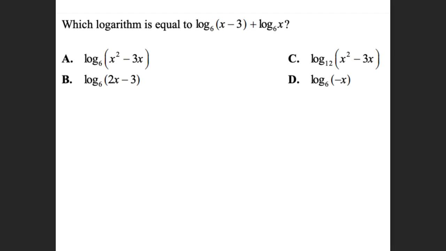Which logarithm is equal to this? Well, there's a plus sign, so I'm just going to rewrite it as a single logarithm. So that's going to be log base 6 of x minus 3 times x. Now I could put the x out in front if I wanted to, or I could multiply it through. So I could rewrite this as log base 6 of x squared minus 3x. That would also be fine. So I'm just simplifying that logarithm down.